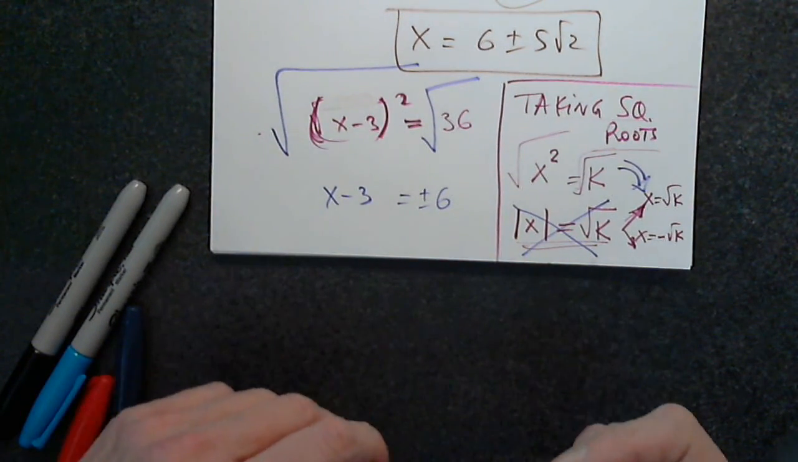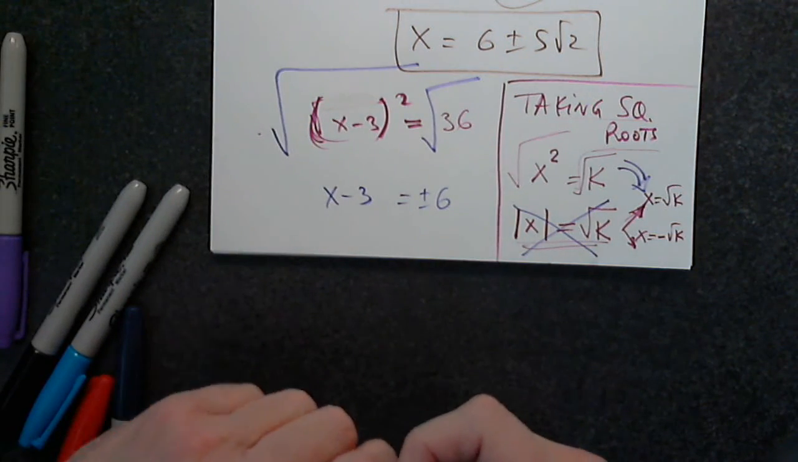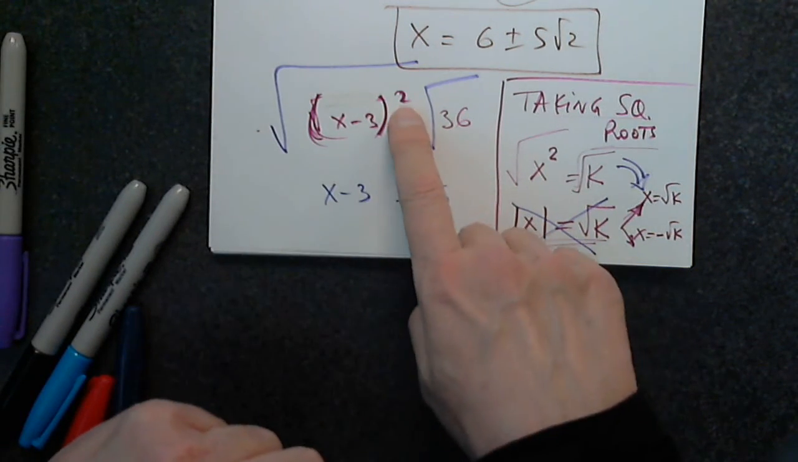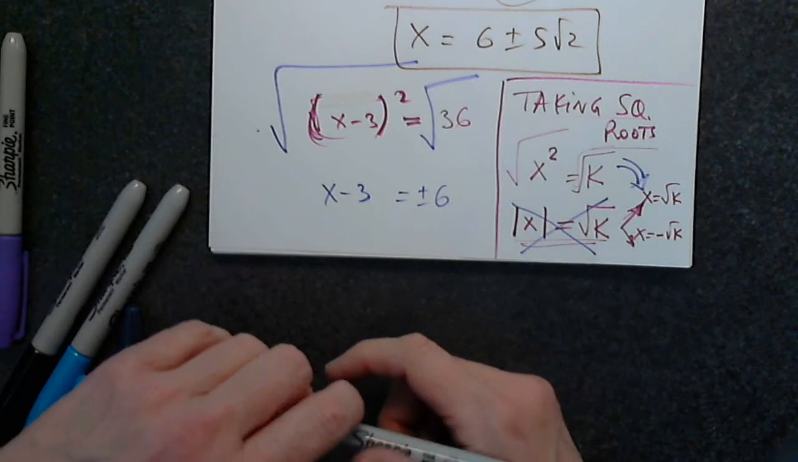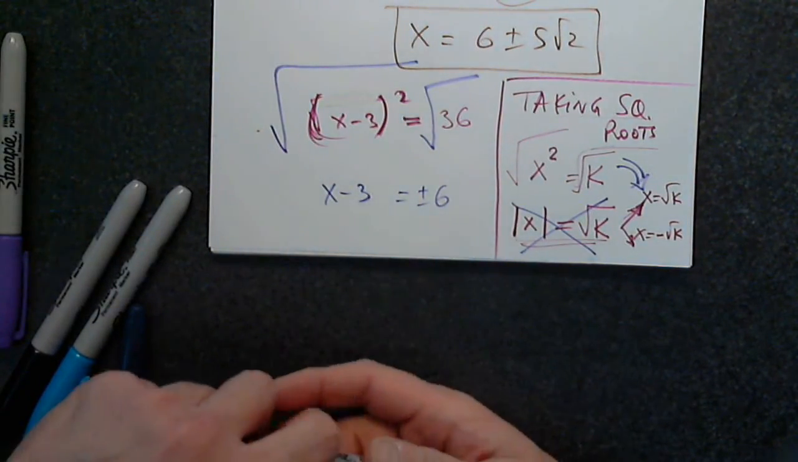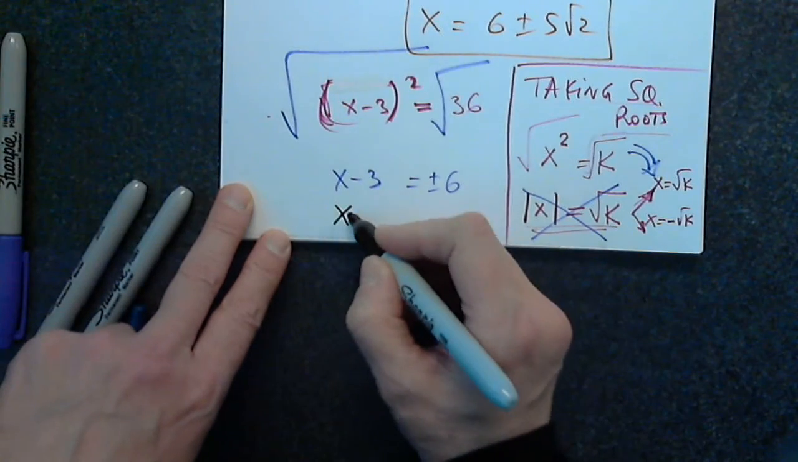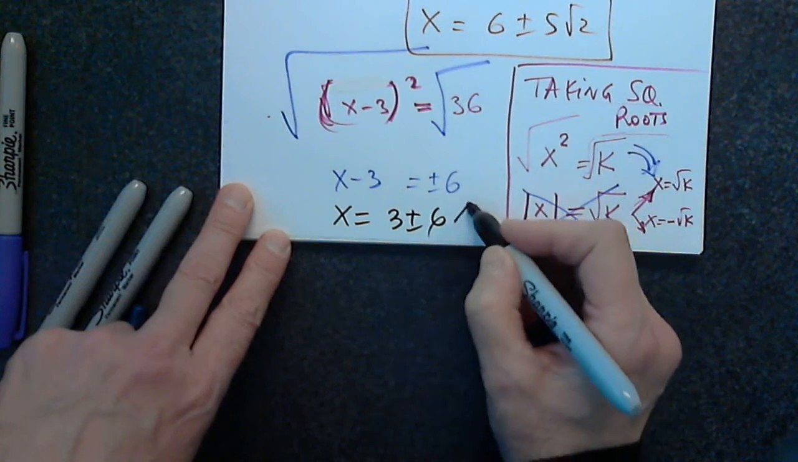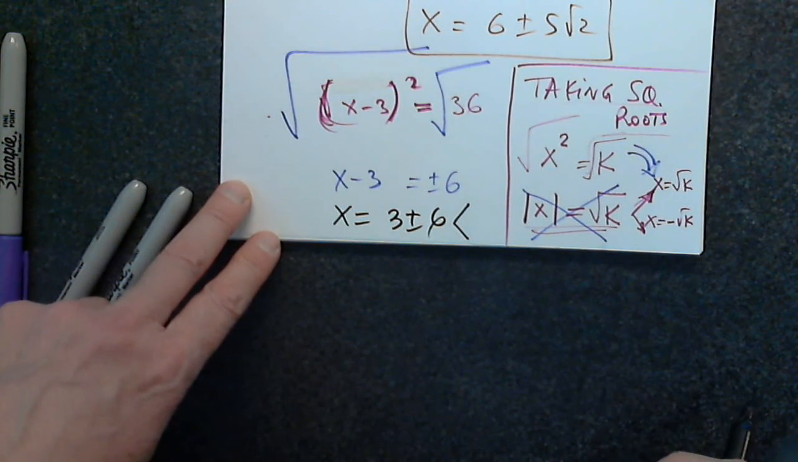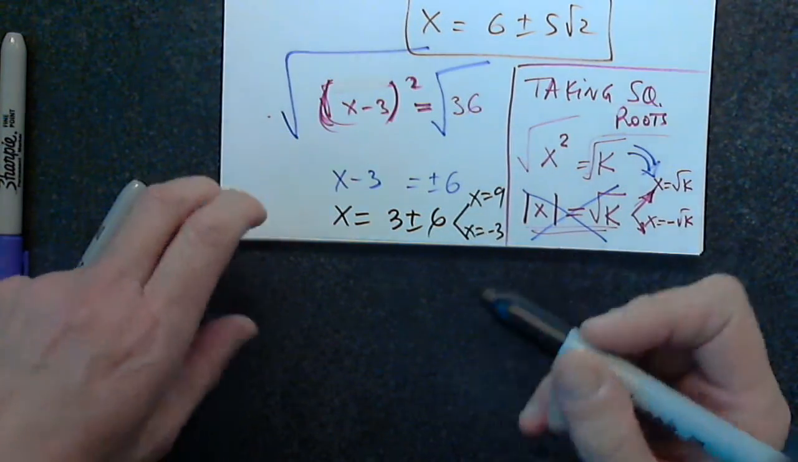Yes, Kayla? So the 2 and the square root cancel each other out, and that's how you get x minus 3, right? Because any square root is power 1/2, and this is power 2, and 1/2 times 2 will be 1. Yep. So then the answer will be 3 plus or minus 6, and from here we separate them. And we get x equals 9, and x equals negative 3.